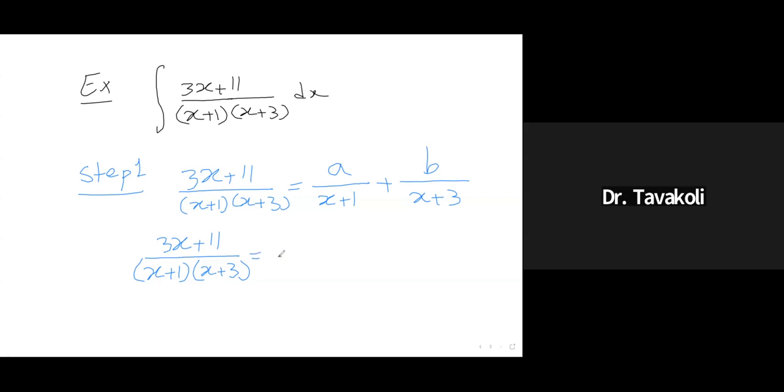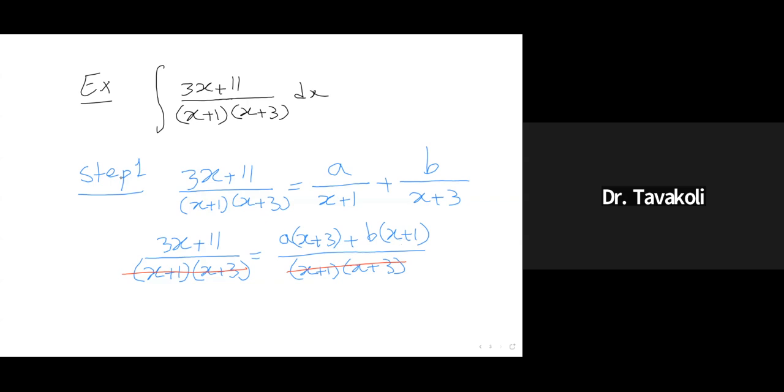On the right side, the common denominator is the product of those denominators. This is something that you know from basic algebra. So the first numerator becomes a times x plus 3, and the second numerator becomes b times x plus 1. So I'm just doing some basic algebra calculation. These two sides are equal. I see that the denominators are the same, so I can cross the denominators. This denominator and this denominator cancel out. Let me continue on the next page.